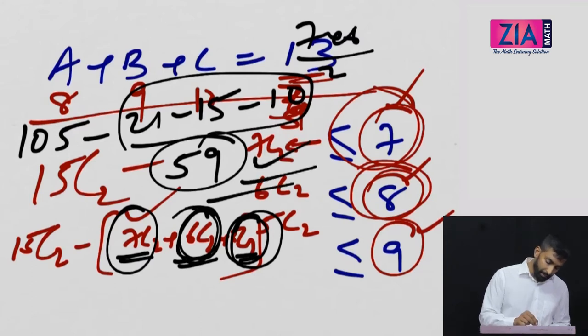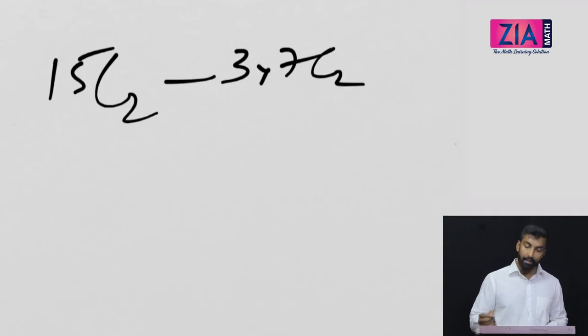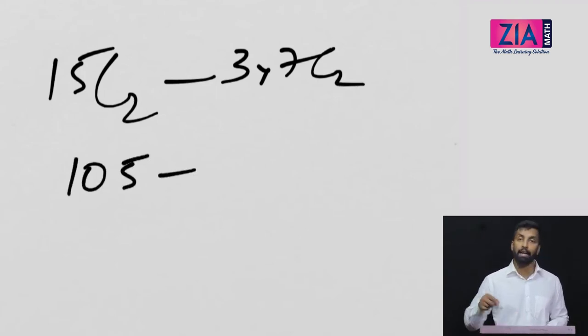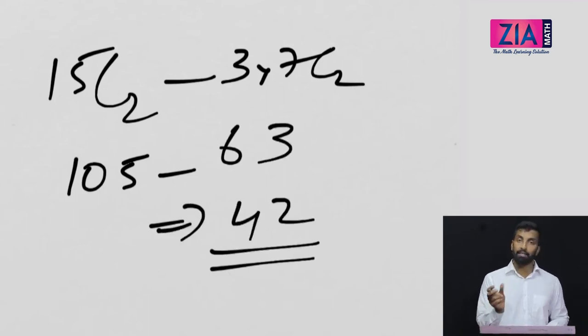Now what was the answer in the previous case? 15C2 minus 3 into 7C2, right? 7C2 is 21. So 15C2 is 105 minus 3 into 21, that is 63. You get 42. So that was the answer for the previous question where the limits are the same. What is the condition? No one should get more than 7. A should not get more than 7, B should not get more than 7, C should not get more than 7, right? That means less than or equal to 7. There your answer was 42.